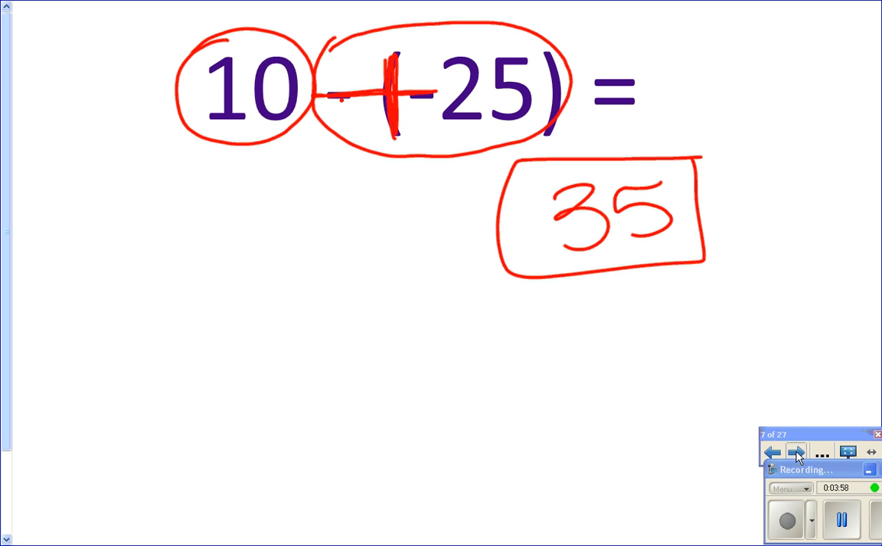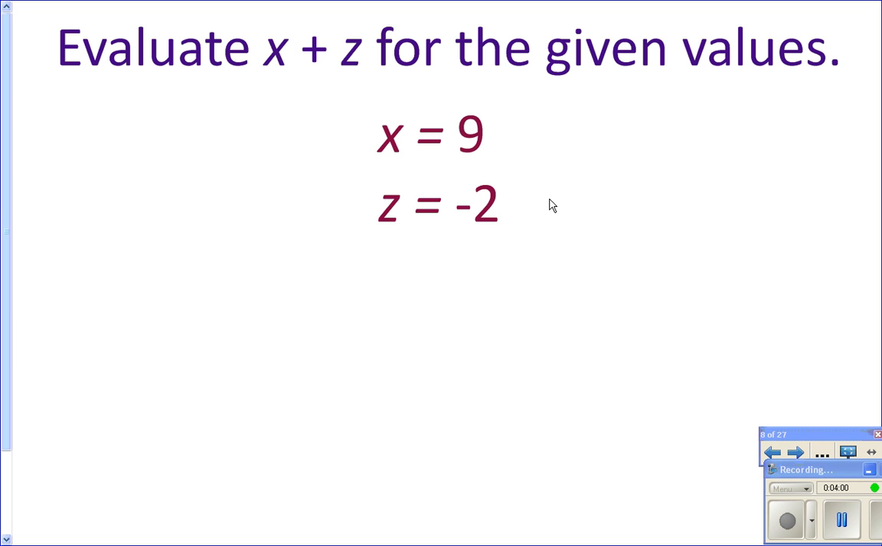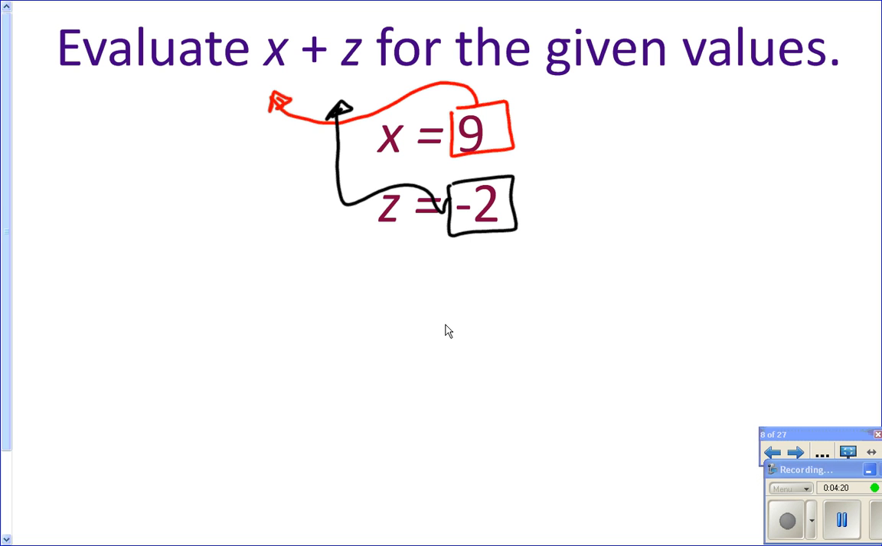Okay, try this next one. Oh, this next one. It says evaluate x plus z for the given values. We know that x equals 9 and z equals negative 2. So what we're going to do is we're going to plug in 9 wherever we see x, and we're going to plug in negative 2 wherever we see z. So the equation will come out to be 9 plus negative 2.